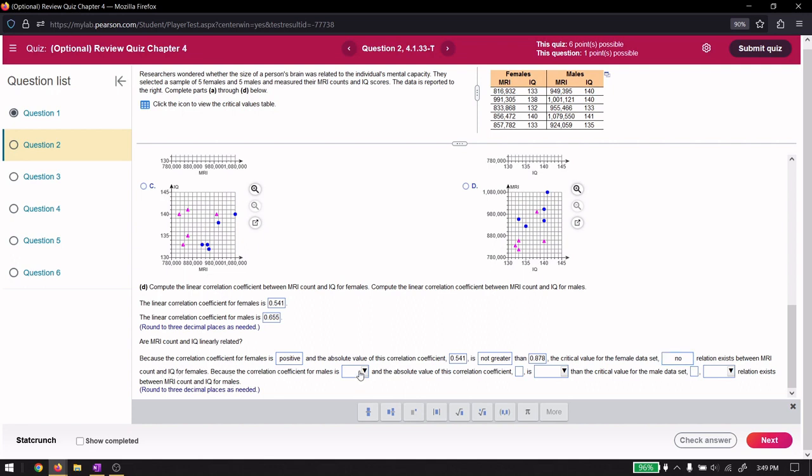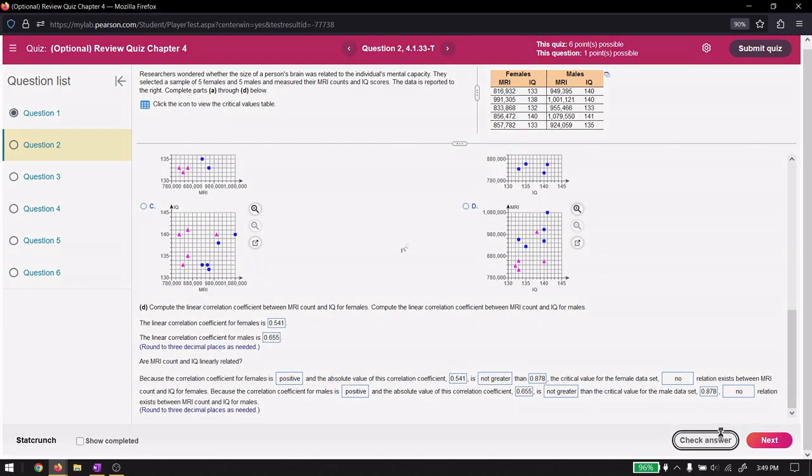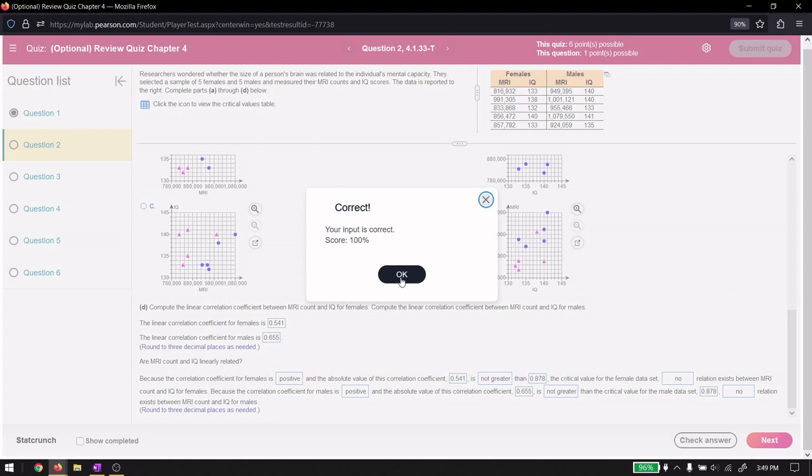And again, for the male one, it's going to be positive. The absolute value, this is again 0.655. This is not greater than the critical value, same critical value of 0.878, because again, we have five data points. There is no relation between those two variables. And that's all correct.